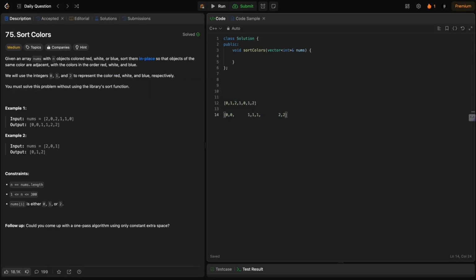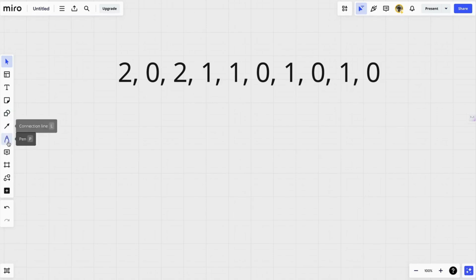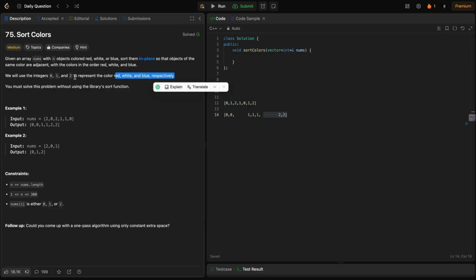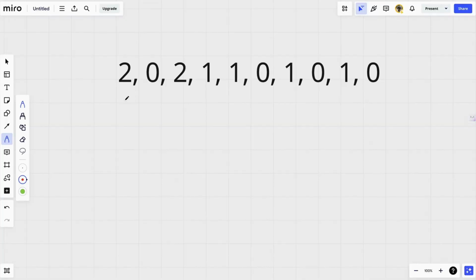So how can we solve this? Let's say we have this array given. To solve this problem, we can have three pointers. The first pointer will be pointing here, the second pointer will be pointing here, and the last pointer here.